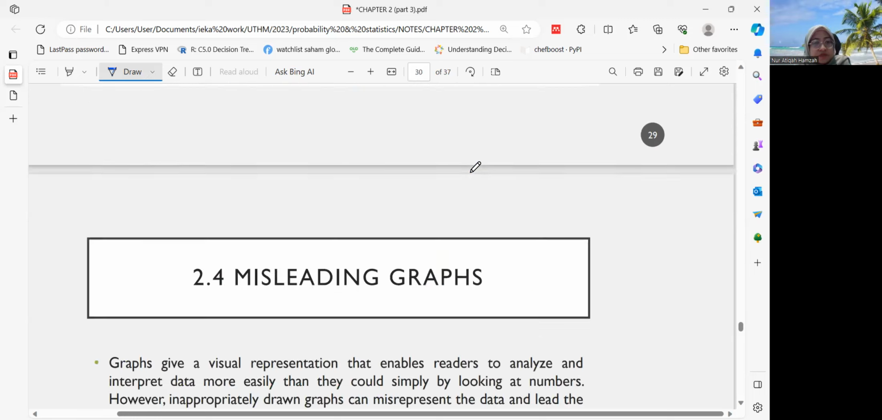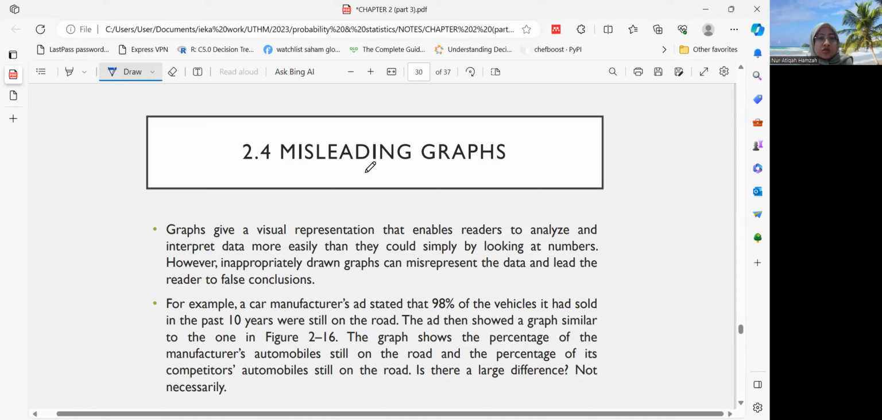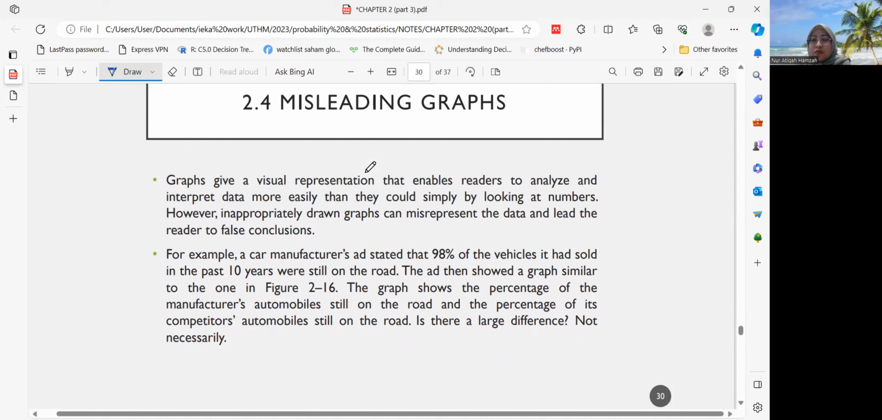Okay, so kita dah tengok kelima-lima jenis graf tadi. Okay, bila awak belajar tentang graf, awak kena tahu some time, there are misleading graphs. Okay, why does this happen? Mungkin misleading tu mungkin dia gunakan orang kata skala yang salah. Okay, dan tujuannya adalah memang untuk mengelirukan readers. Okay, sorry. So 2.4 is about the misleading graph.